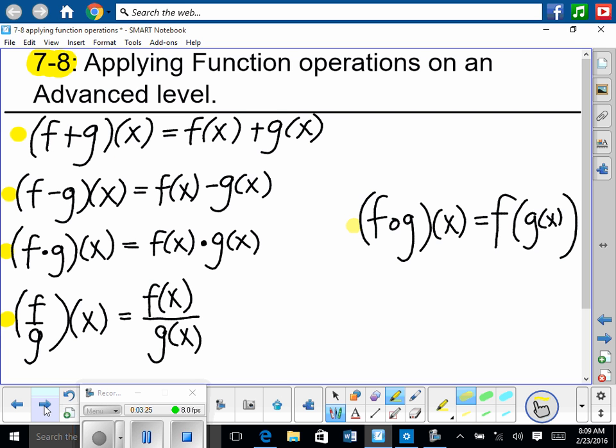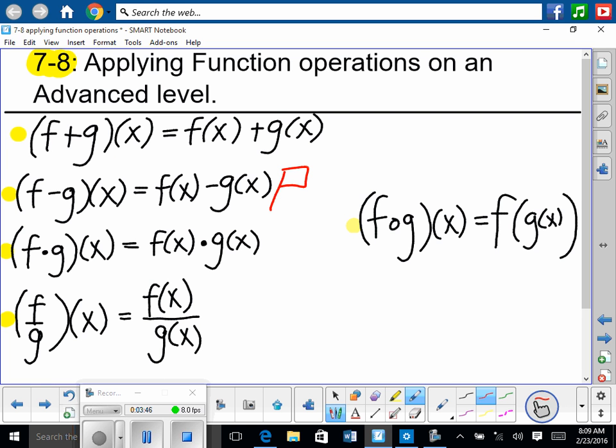Then f minus g of x. We like to rewrite it. That just means we have a function f minus a function g. They're both functions of x. We can rewrite this as f of x minus g of x. This is the one that we have to put a little red flag by in our minds, because subtraction is really tricky. We have to make sure we're distributing when necessary.